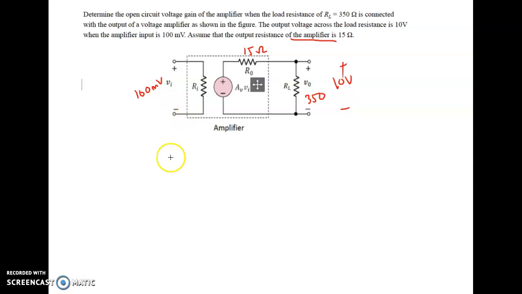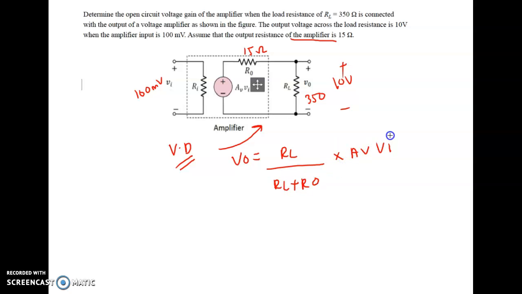So when you want to solve this question, always use voltage divider. So what does the voltage divider say at the V out? So V out is equal to RL divided by RL plus R out multiplied by AV VI. So let's see, your RL is 350 divided by 350 plus 15. What is your AV? AV is the one that you need to find here.